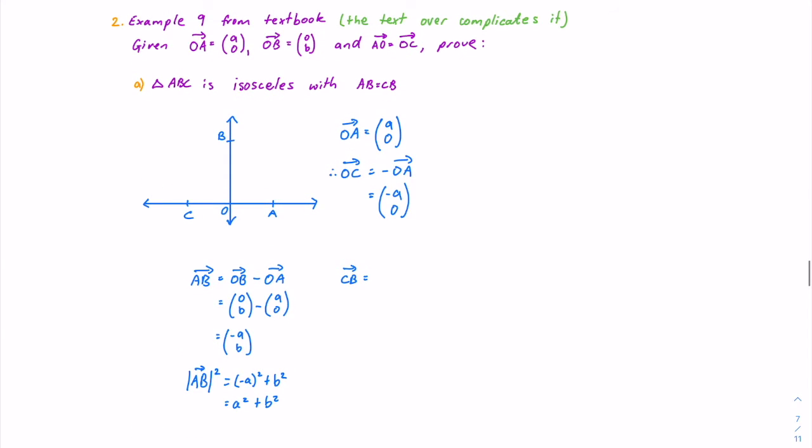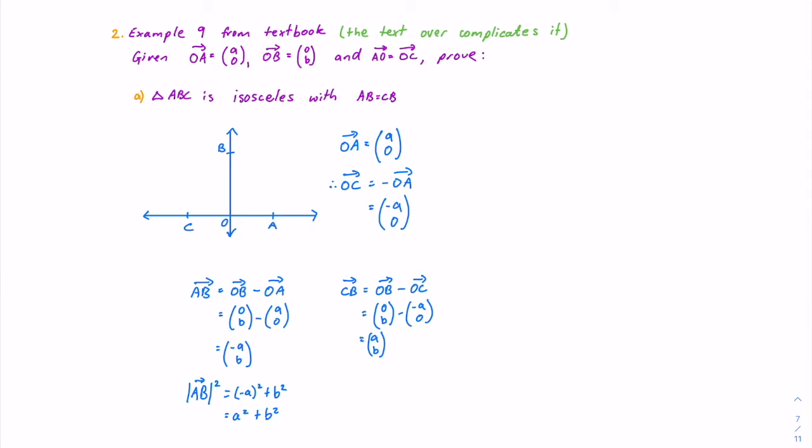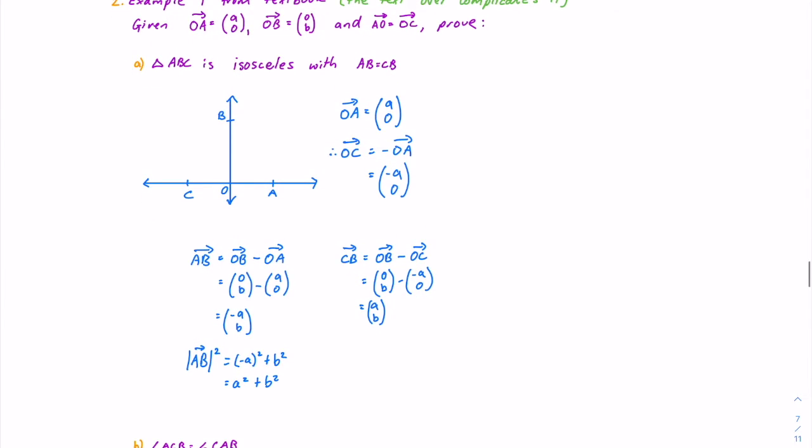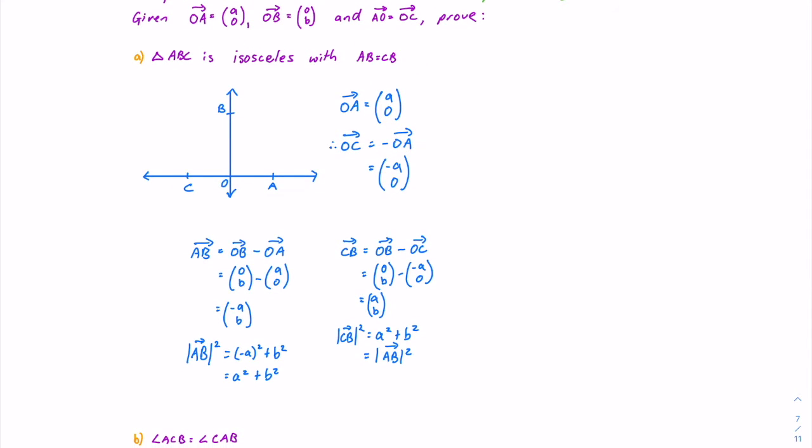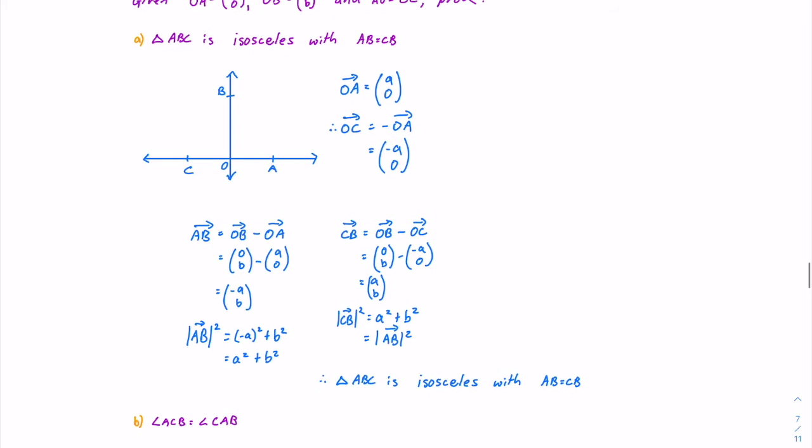Now, also looking at the vector CB, it's OB minus OC. And putting in those coordinates as we know them, it equals AB. So let's find the magnitude of that one as well. And that again is a squared plus b squared. So those magnitudes are equal. So I've actually proven that the magnitude of AB equals the magnitude of CB. That's what that says there. Those are not vectors. Those are lengths, basically. They're magnitudes. So because of that, it is isosceles. Two sides have the same length, AB equal to CB.